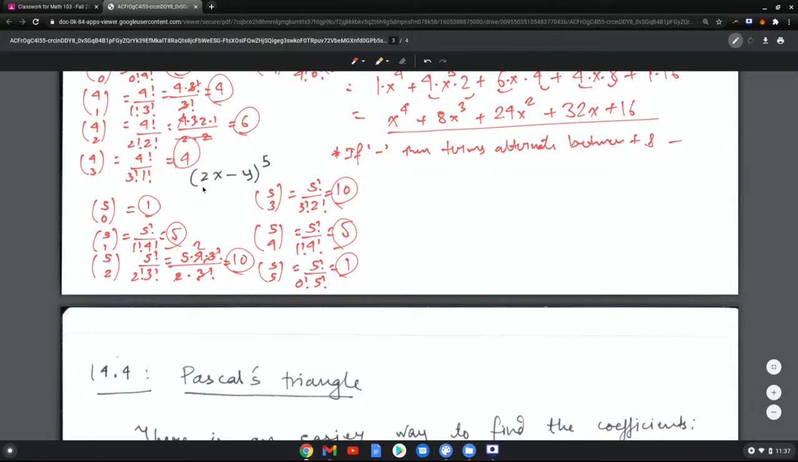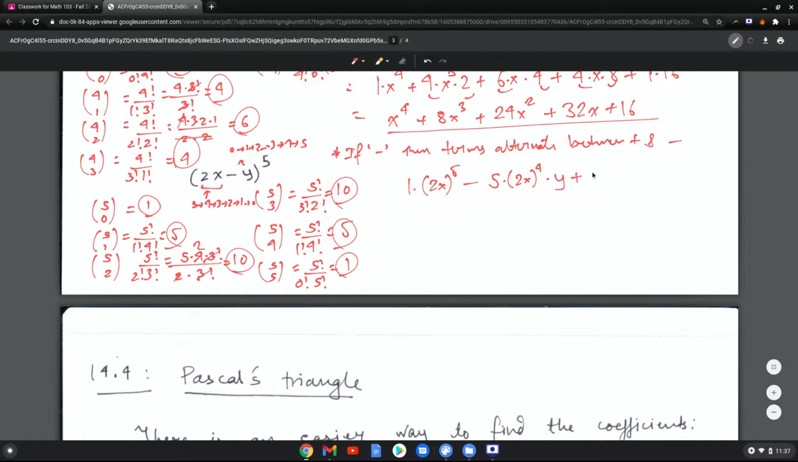Now I know that the powers of this start from 5 and then go to 4, 3, 2, 1, 0. For this one, it's going to start from 0, 1, 2, 3, 4, 5. So first I have 1, then I'm going to have 2x to the power 5. And then it's going to be minus because of the negative, it alternates. The next coefficient is 5. The power of 2x is going to go down by 1. And I'm going to have 1 power of y.